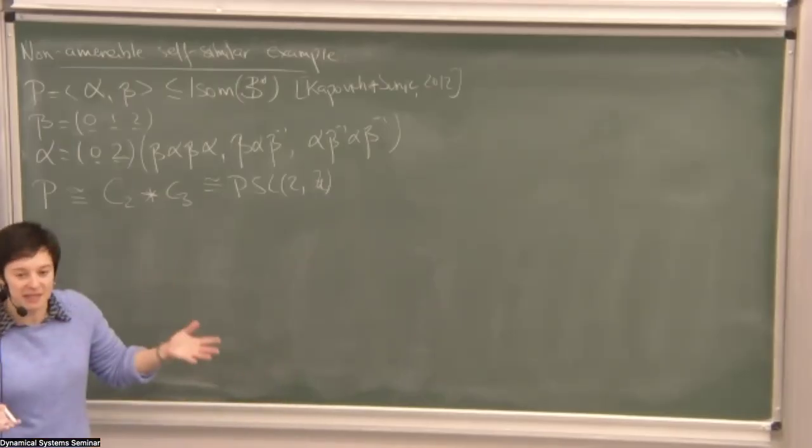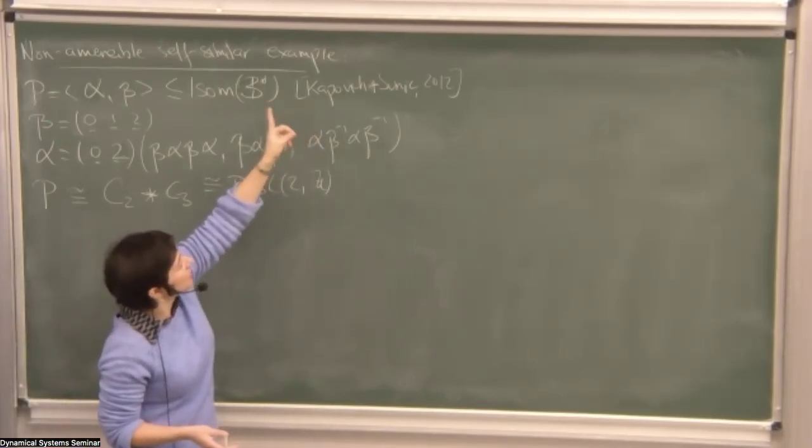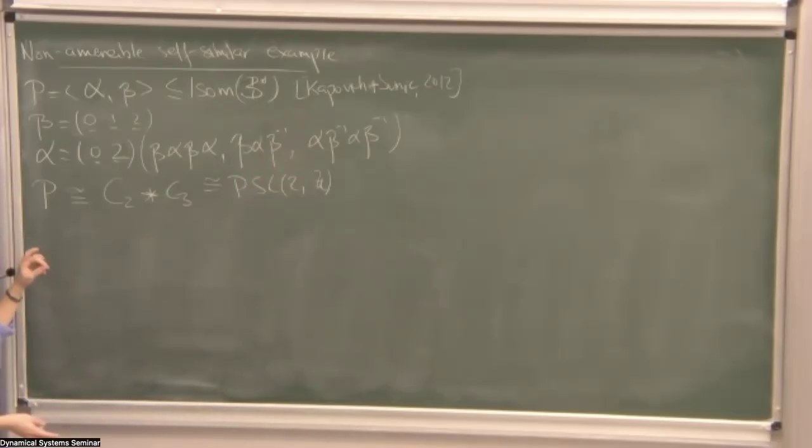But you can have non-amenable self-similar actions. Here's an example due to Misha Kapovich and Zoran Šunić. It's a self-similar action of PSL2Z, so the free product of C2 and C3, on the 3-regular tree. So a generator of the cyclic 3 group is just the degree 3 cyclic permutation at the top. And then the thing of order 2 is this complicated thing. Go figure.